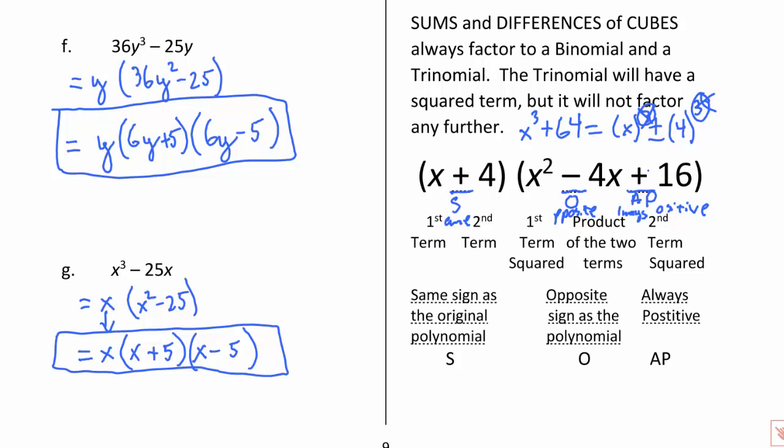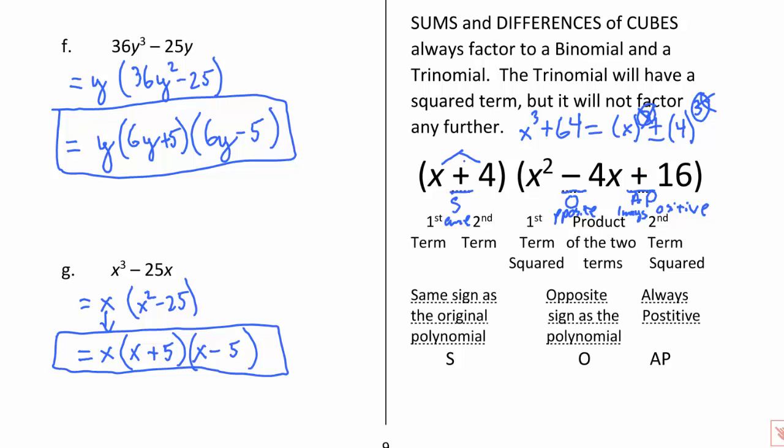Now to get the second one, it's kind of like squaring. So I'm going to square the first term. What do I get? X squared. I'm going to square the last term. What do I get? 16. Notice whenever you square even a negative, you always get 16. So this is going to be a positive, right? Always positive.